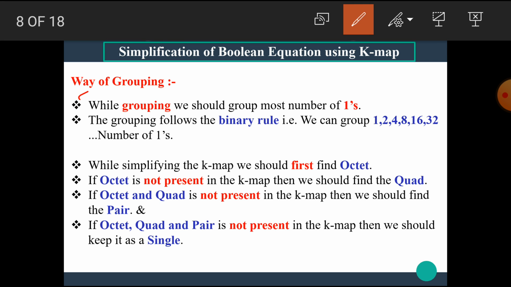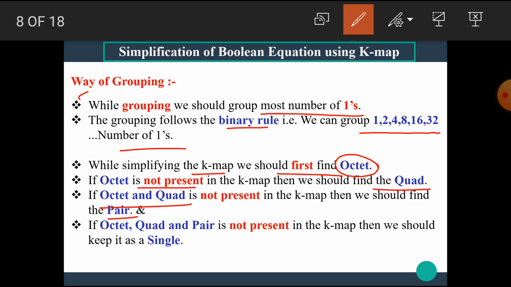While grouping, we should group the most number of ones. The grouping follows the binary rule. That is, we can group 1, 2, 4, 8, 16, 32 number of ones. While simplifying the Kmap, we should first find the octet. If the octet is not present in the Kmap, then we should find the quad. If quad and octet are not present in the Kmap, then we should find the pair. And if octet, quad and pair are not present in the Kmap, then we should keep it as a single.